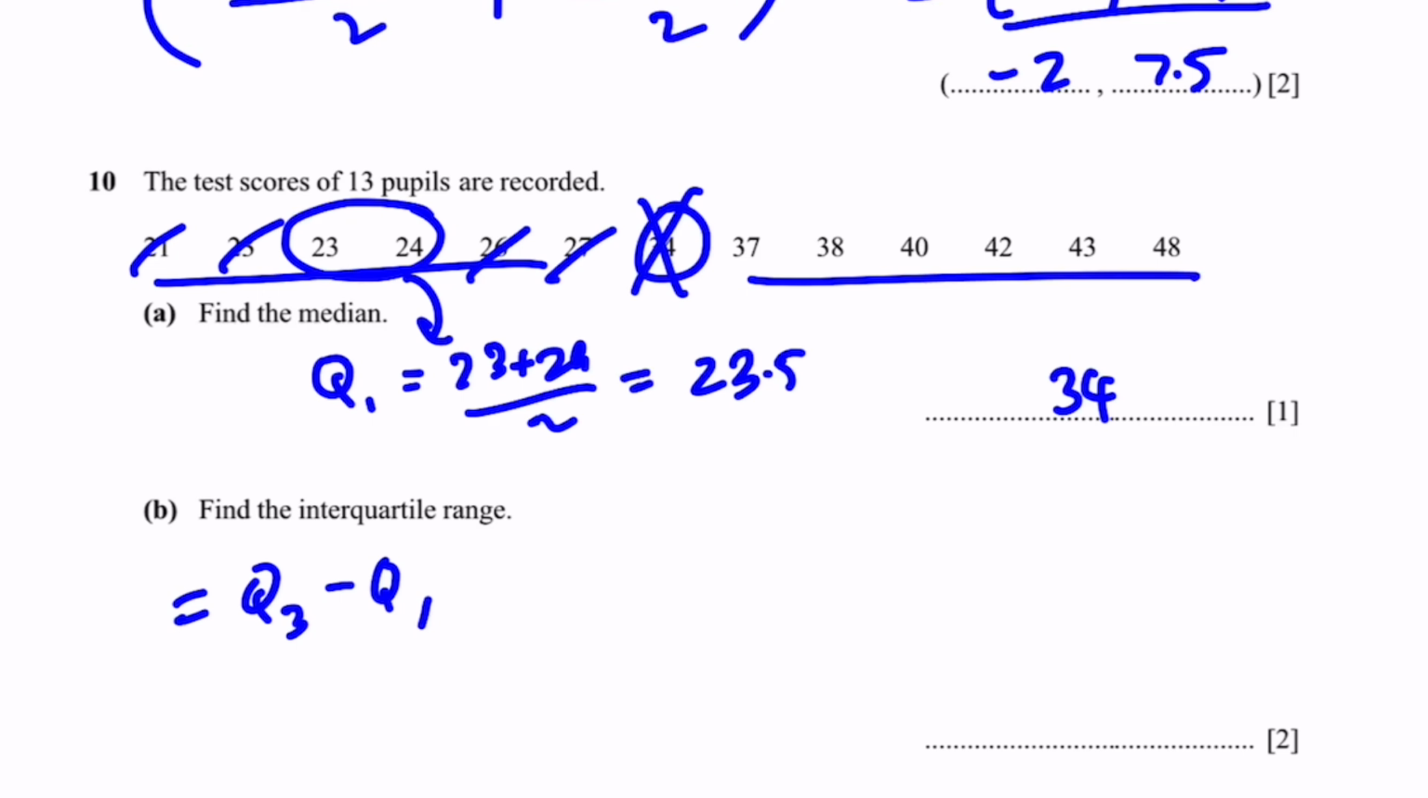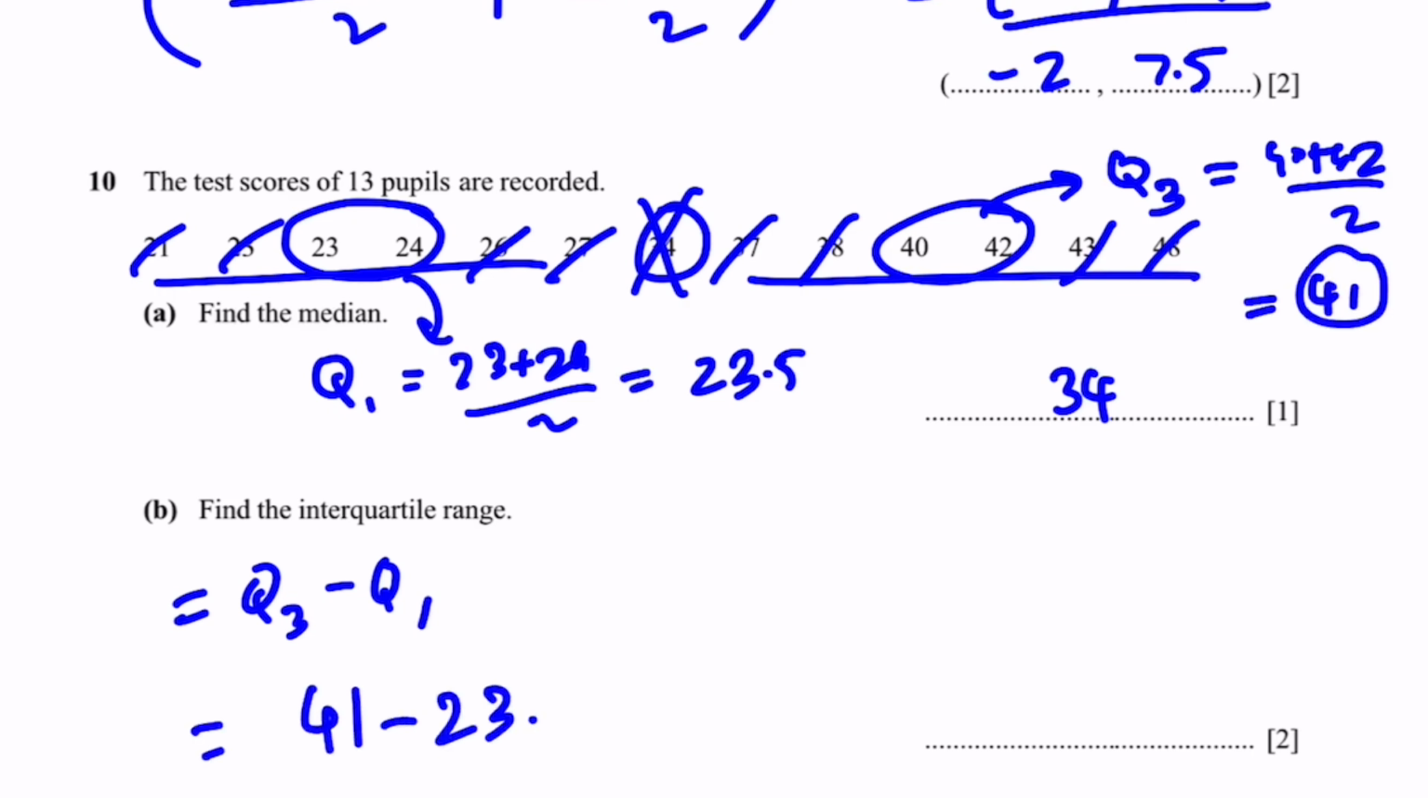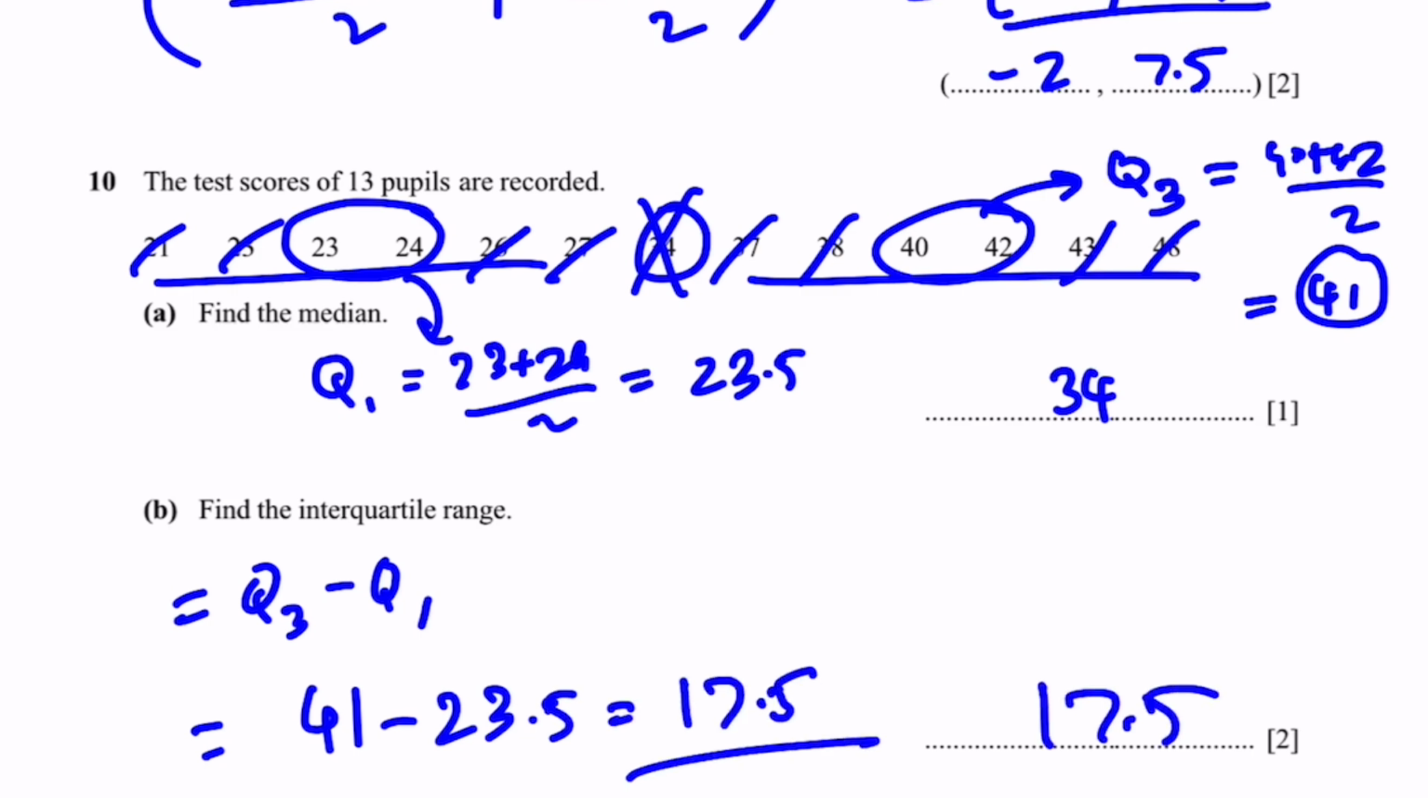That's the lower quartile. Now for the upper quartile, we do the same cancellation here. We get 40 and 42. So the upper quartile, which is Q3, we get 40 plus 42 by 2, which is 41. So now interquartile range is just 41 minus 23.5, which makes 17.5, and that'll be our answer. Let's go to question 11.